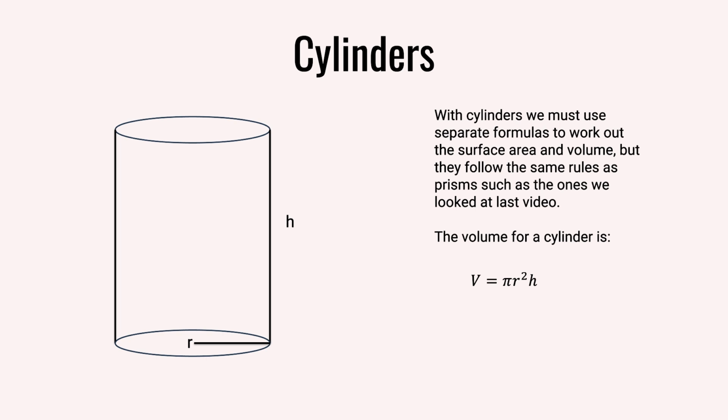For the volume of a cylinder, we use the equation V equals pi r squared times height. As the volume of a prism is the area of the cross section times the length or height, the area of a circle is pi r squared, and then we times it by h, which is the vertical height.